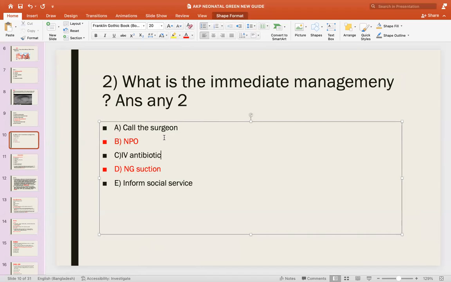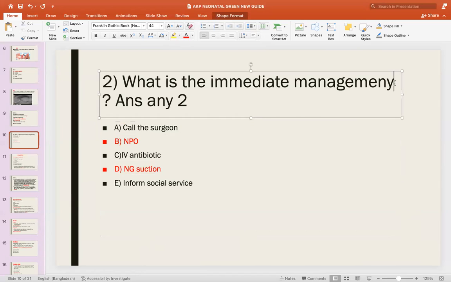Because before calling the surgeon, they said, what is the immediate management? They did not say, what are all the management steps? I will call the surgeon, but after I make sure that the baby is NPO, baby is on NG suction, baby has IV fluid, baby has antibiotic, then I'll call the surgeon.